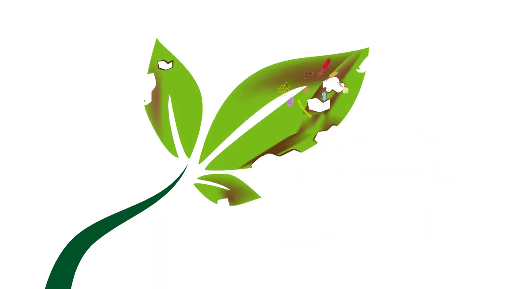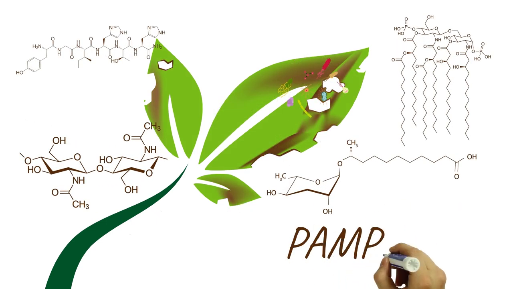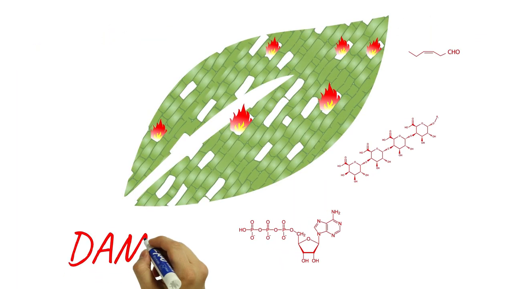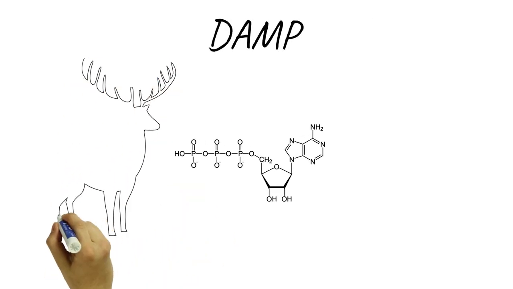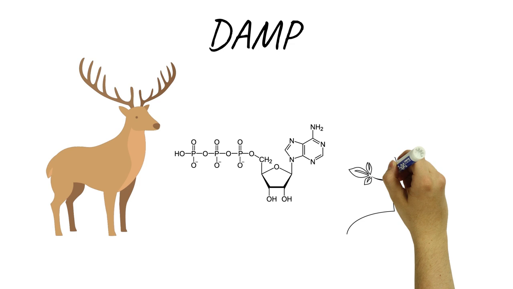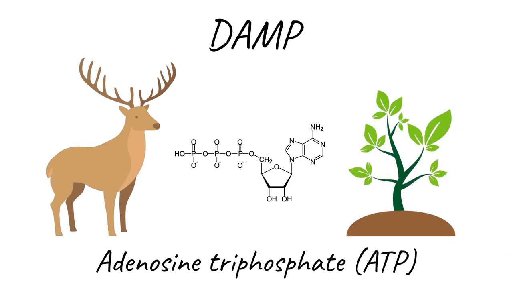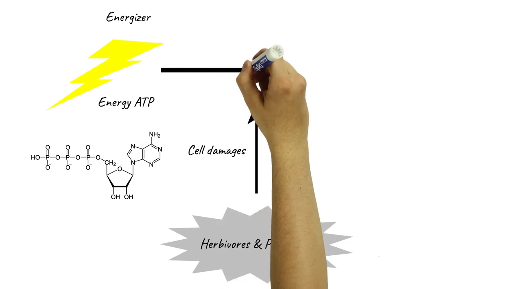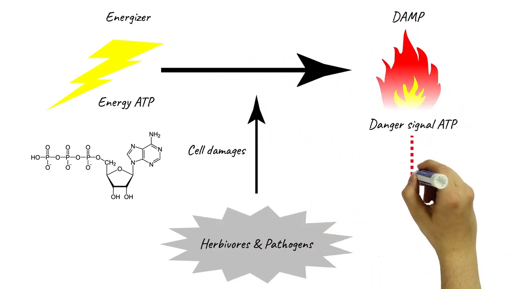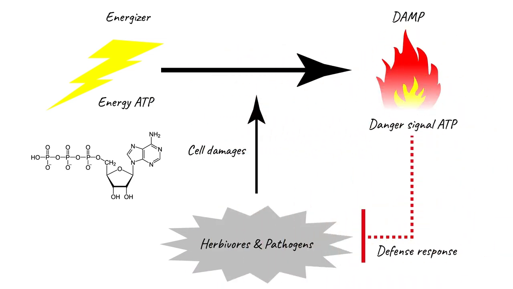External molecules derived from attackers, called HAMPs and PAMPs, and internal molecules, called DAMPs, released by damaged plant cells. An important DAMP found in high concentrations in animals and plants is adenosine triphosphate, or ATP. Inside cells, ATP is the essential energy source driving biological reactions. But when ATP is outside cells that have been damaged, it acts as an ideal danger signal.